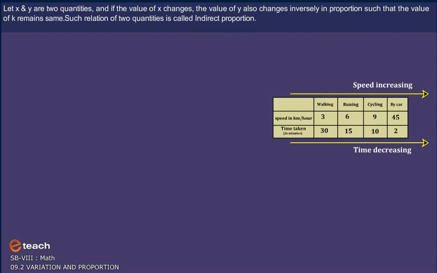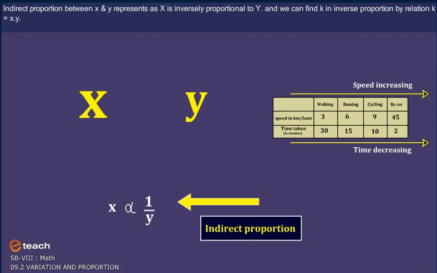Let x and y be 2 quantities. And if the value of x changes, the value of y also changes inversely in proportion such that the value of k remains the same. Such a relation of 2 quantities is called indirect proportion. Indirect proportion between x and y is represented as x is inversely proportional to y, and we can find k in inverse proportion by the relation k is equal to x into y.